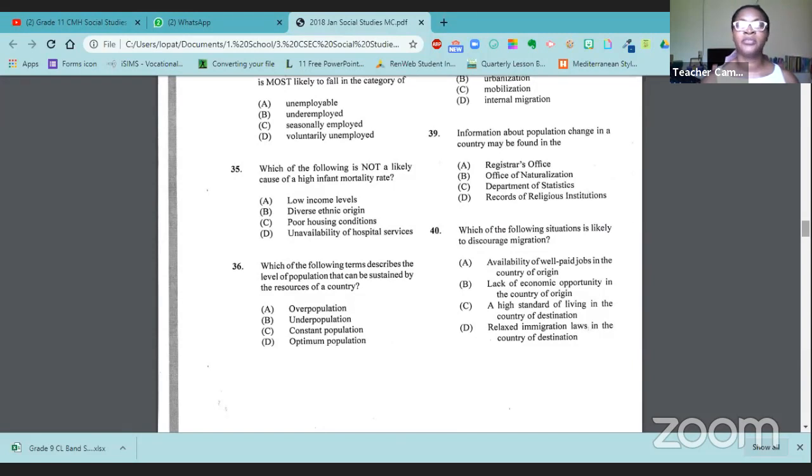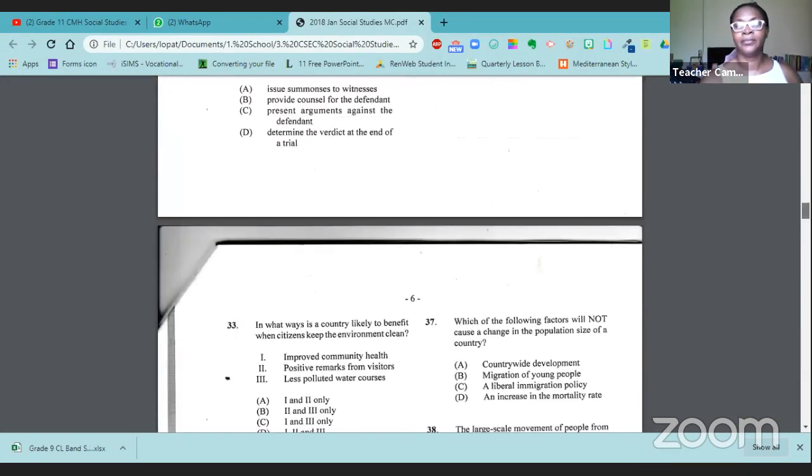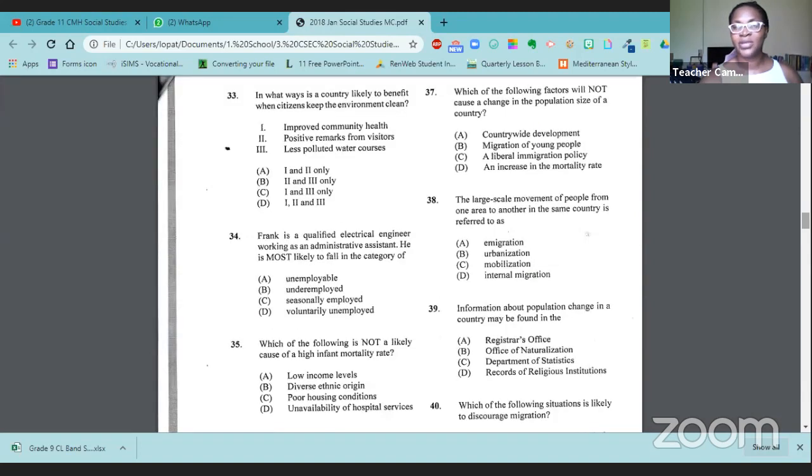Which of the following terms describes the level of population that can be sustained by the resources of a country? 36, and that would be D, optimum population. 37, which of the following factors will not cause a change in the population size of a country? And we have countrywide development.